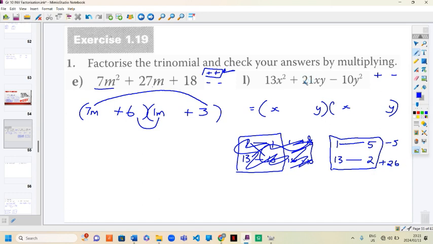Fantastic. So let's see. The factors of 13 that I used were 1 and 13. I'm going to put the 13 here in front and the 1 there at the back. It's fine if you switch them around, that's perfectly fine. I just like putting the bigger number in the front. Just preference.